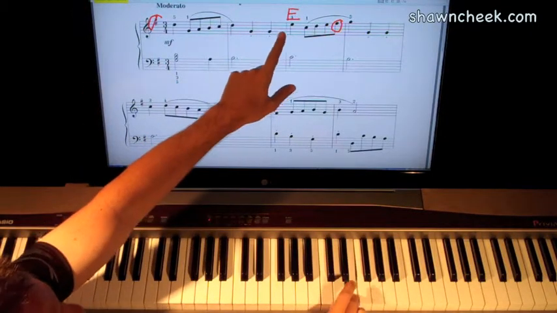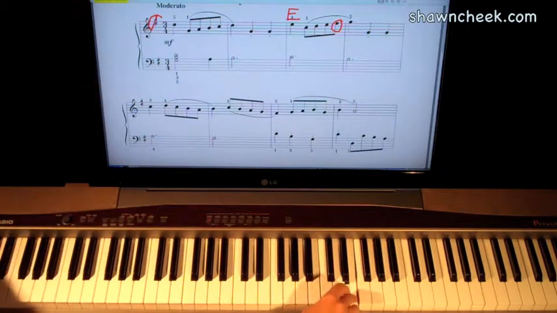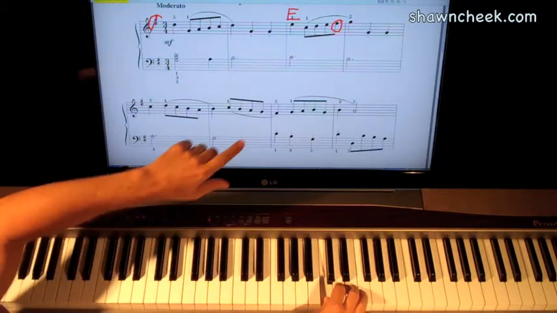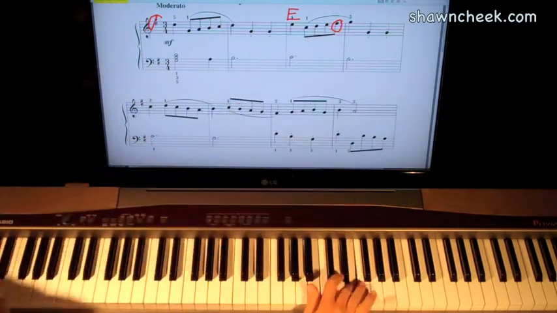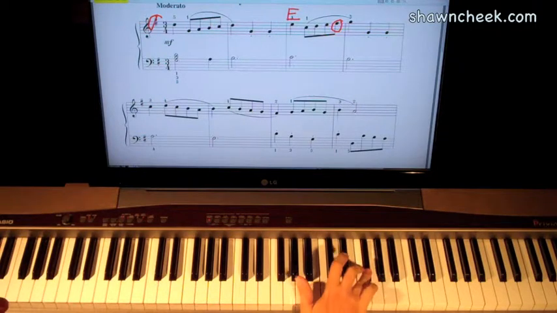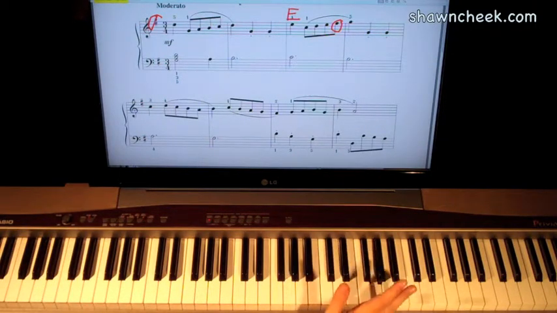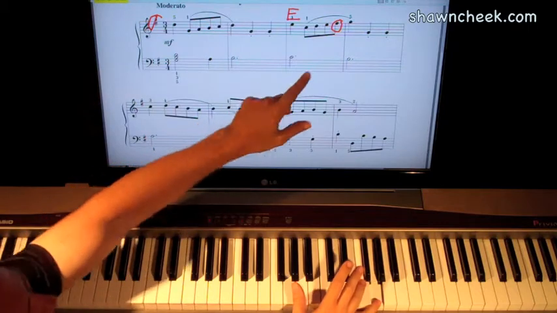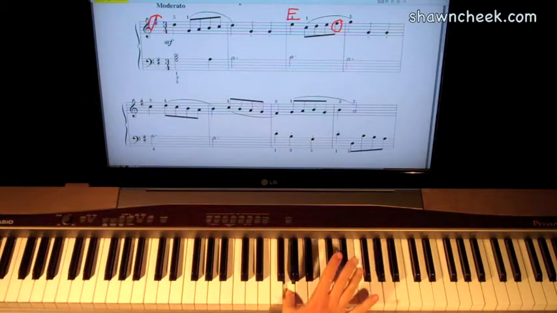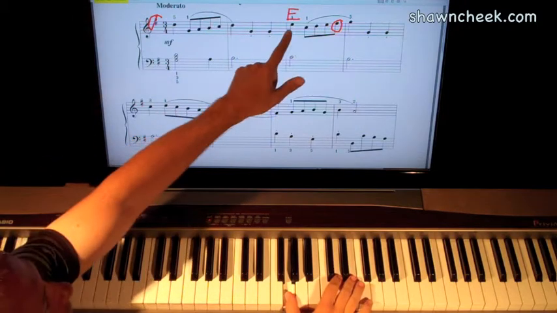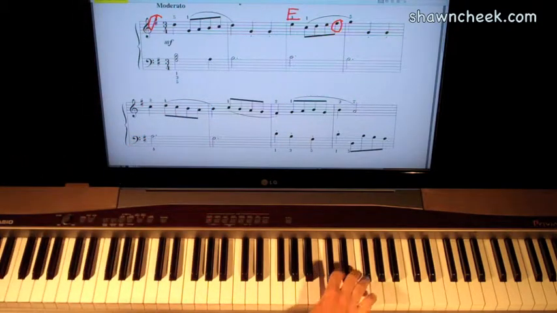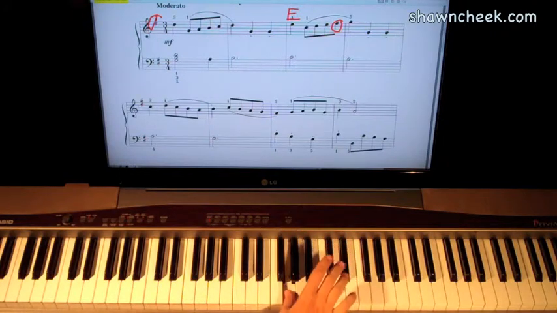So E, then we're going to go down to a C note, and then up to a D, and then an E, and then the F sharp on my fourth finger, and then fifth finger on the high G there. That's a high G over there. And then we have two low G's left. Okay, so starting right here, we have E, C, D, E, F sharp, G, G, G.